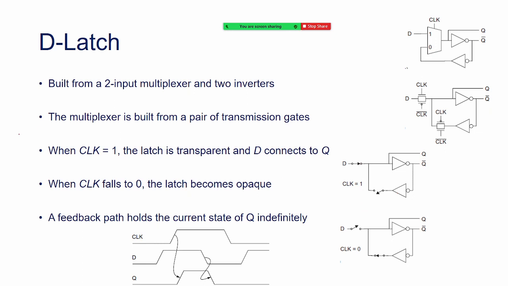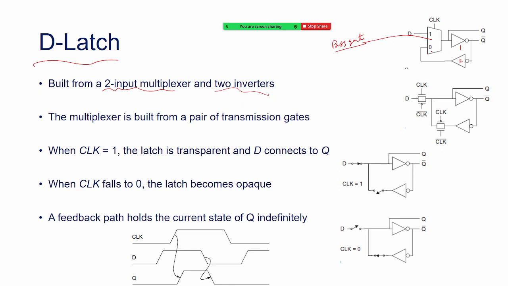So the first case is the D-latch. What is the D-latch? We take a two-input mux. We know what the mux looks like, and then we take two inverters. Here is inverter 1, this is inverter 2, and we take one mux. We know how to implement a mux: a mux is implemented by pass gate. We can use a transmission gate to implement the mux.